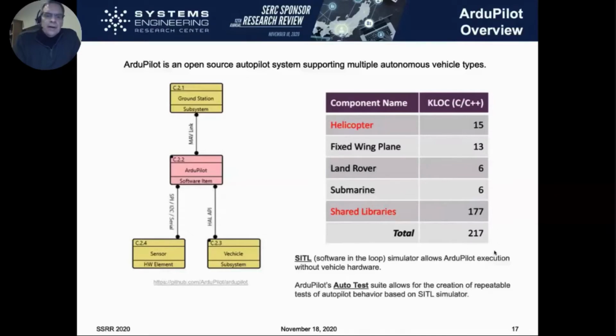And just to give you an idea of the size of the software, it was about 217,000 lines of C and C++ code. Another nice mechanism provided with ArduPilot is a software-in-the-loop build, so that we could run ArduPilot in a simulated mode just on a Linux workstation. We didn't have to have specific UAV hardware. So there was a ready-built environment that we could leverage.